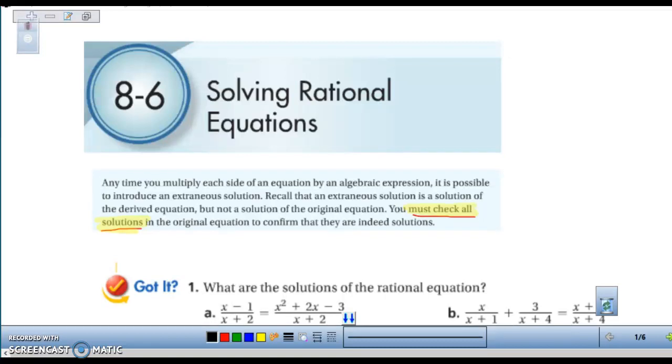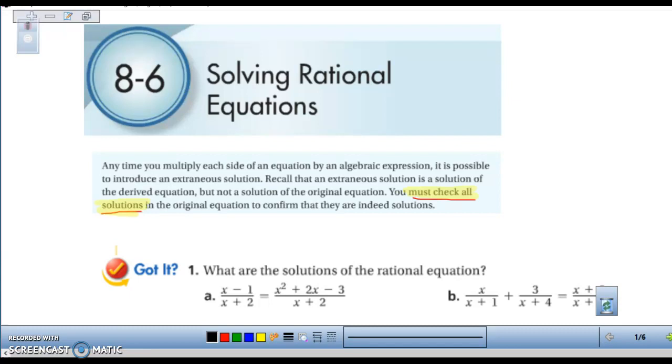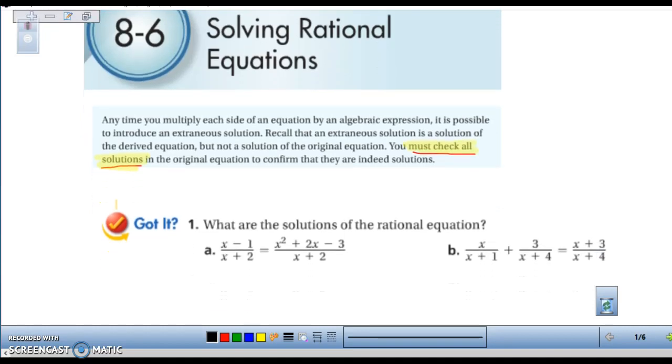Welcome to Algebra 2. This is Chapter 8.6, Solving Rational Equations. When solving rational equations, we're solving for x. However, we have x in the denominator, and we have x in the numerator. So we need a strategy to combine like terms and get x on one side of the equal sign and then solve.